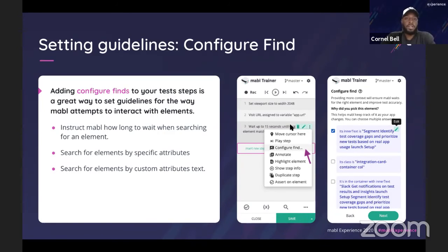Without the use of configure finds, like I said, we'll automatically wait 30 seconds to find an element. And that's for a normal, like a normal ad hoc run. If you're running these tests in the plan, maybe we'll extend that to about 60 seconds. Timing aside, configure finds can also be a great alternative to using a custom find, as I mentioned, by searching for those custom attributes that you can now write in.